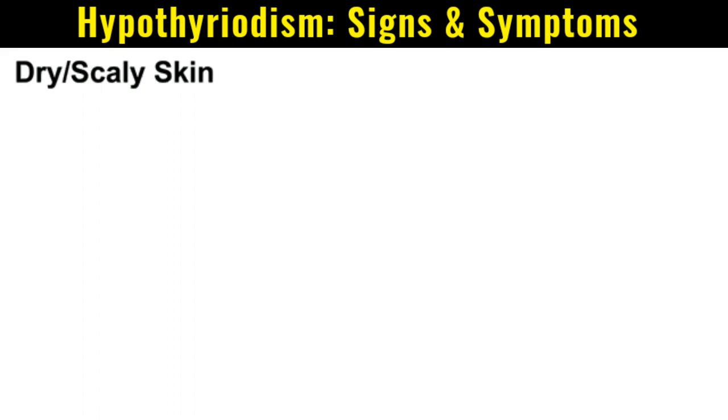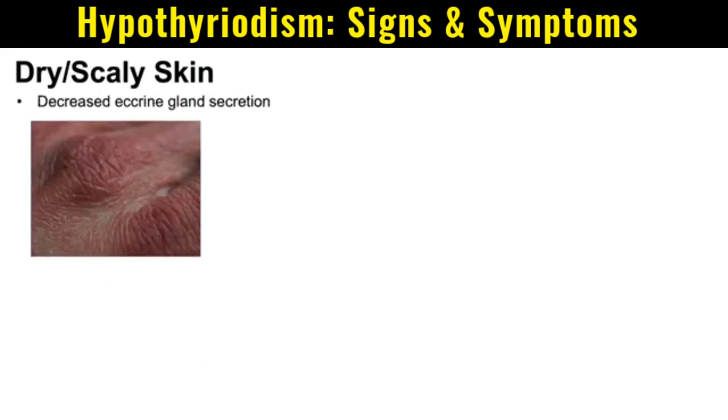Some other signs of hypothyroidism include dry, scaly skin. This is actually due to decreased eccrine gland secretion. The mechanism for why this occurs is not entirely known, but it is known that hypothyroidism can lead to decreased eccrine gland secretion and lead to dry, scaly skin. So this is another sign of hypothyroidism.